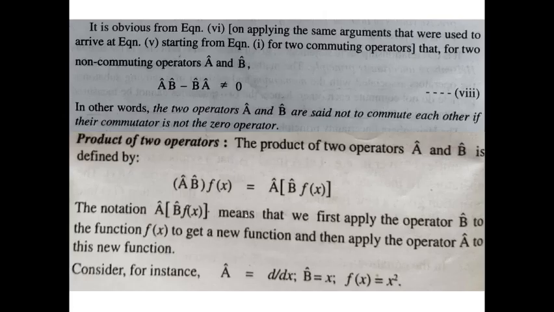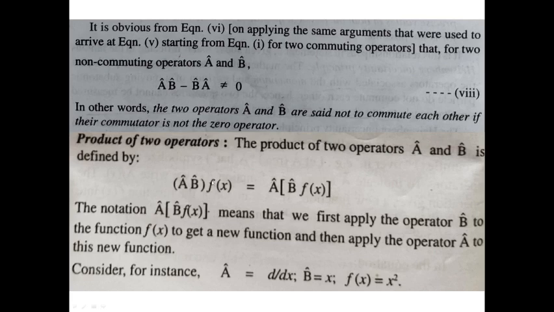Okay, understand? It is obvious from equation 6, on applying the same argument that we used to arrive at equation 5, for two non-commuting operators A hat and B hat, A hat B hat minus B hat A hat is not equal to 0. In other words, the two operators A hat and B hat are said not to commute with each other if their commutator is not the zero operator. Okay, this is just the reverse of the previous one.